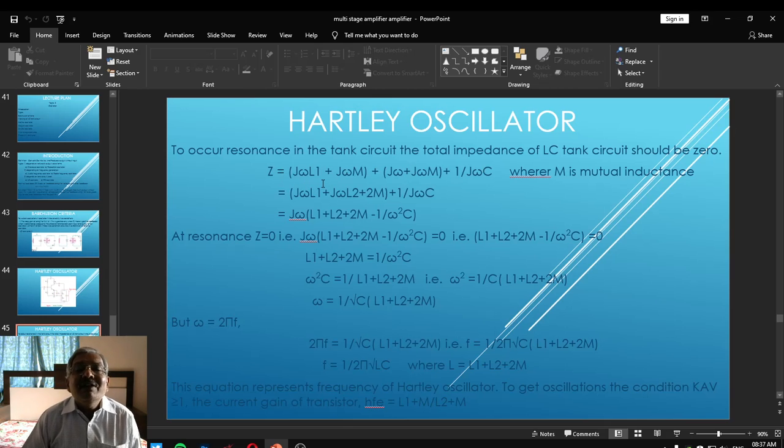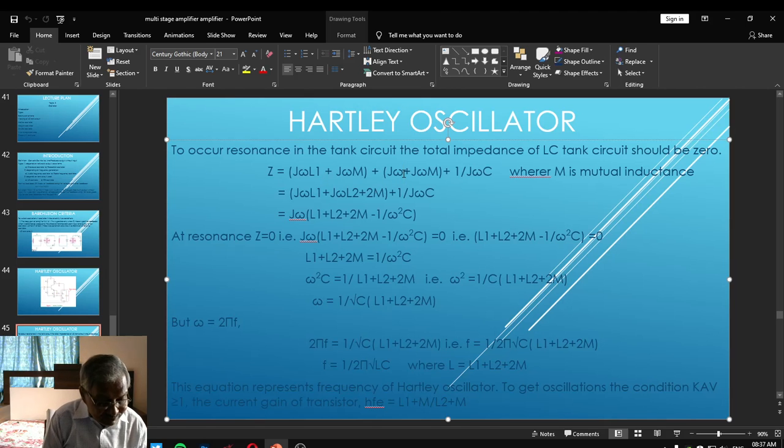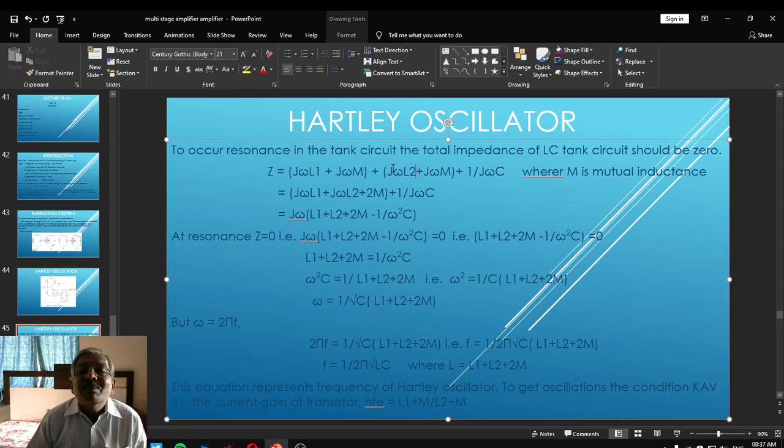j omega L1 plus j omega M, where M is the mutual inductance between L1 and L2, and L1 is the inductance L1. Then next will be j omega L2 plus j omega M, plus 1 upon j omega C. This is the impedance of the tank circuit, where M is the mutual inductance.